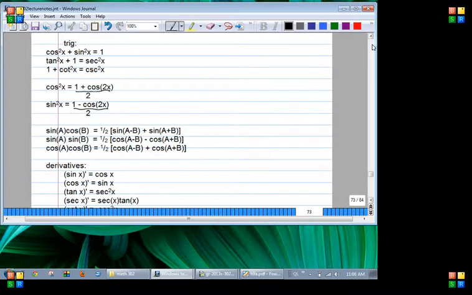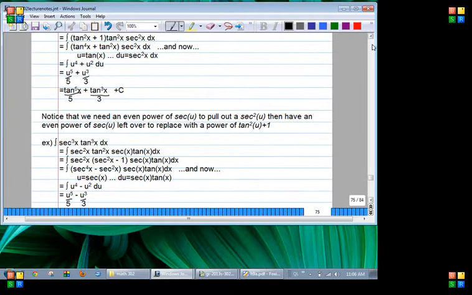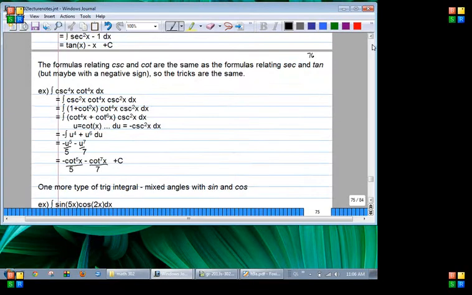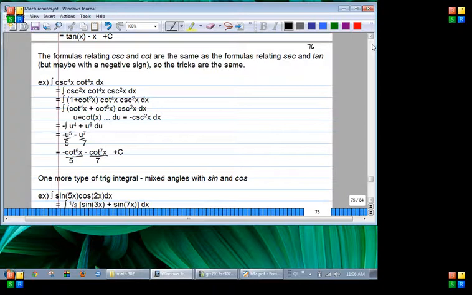There you go. So we've got mixed angle formulas for sine and cosine, sine and sine, cosine and cosine. This one was sine and cosine. So we need the formula half times sine of the difference plus sine of the sum. So half times sine of the difference, which is 3x, plus sine of the sum, which is 7x. And this is now a very easy integral to do.